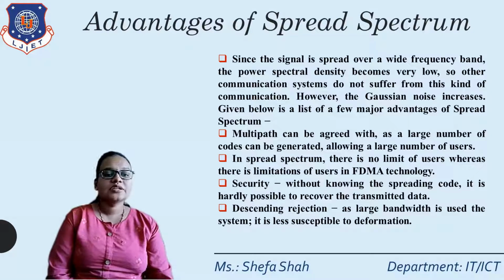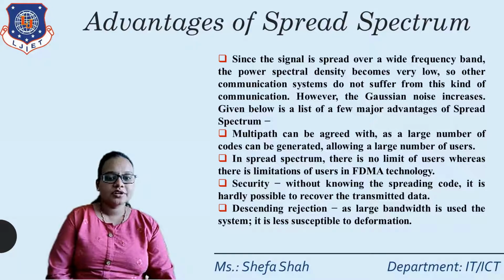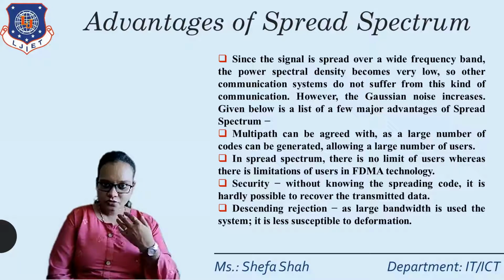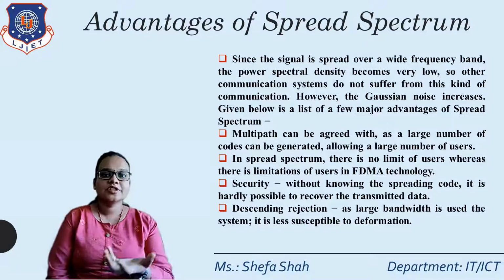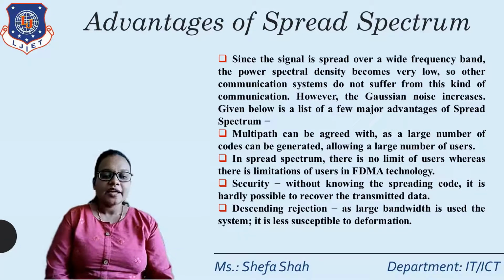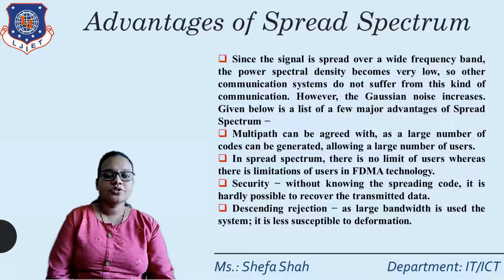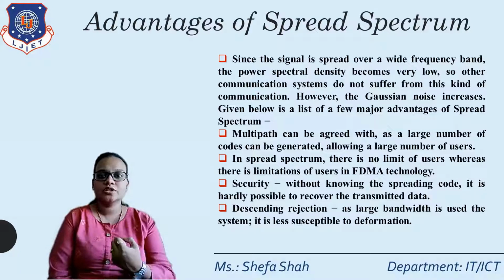Now, what are the different advantages? First, multipath is handled, and a large number of codes can be generated, allowing a large number of users. The code is converted into a narrow band signal using spread spectrum. So a large number of users are allocated, and a large number of codes are generated. In spread spectrum, there is no limit of users, whereas there is a limitation of users in FDMA technology, as the frequency slots are limited over the whole spectrum.